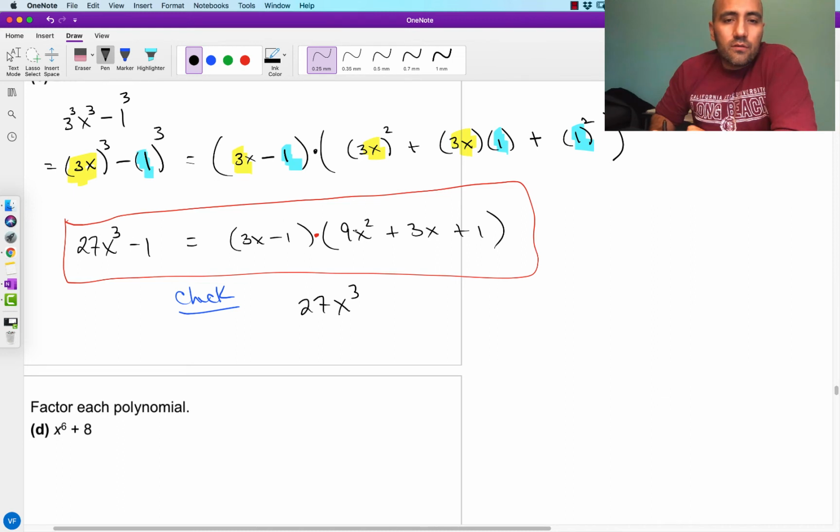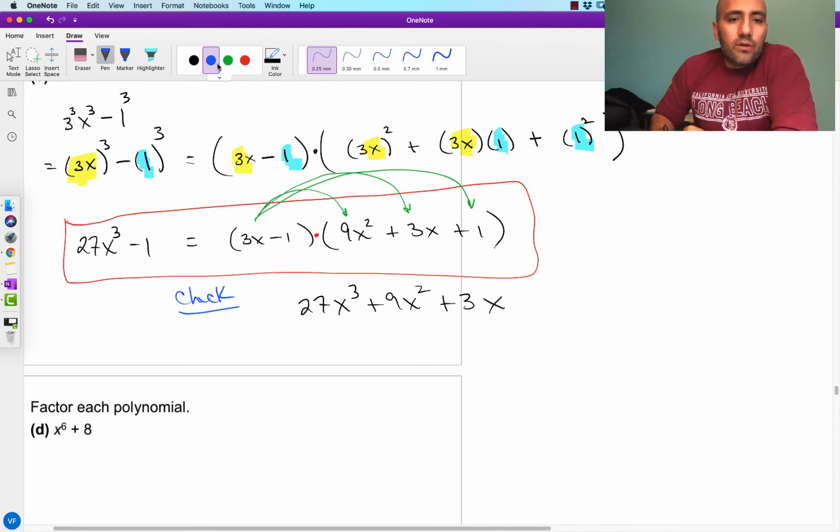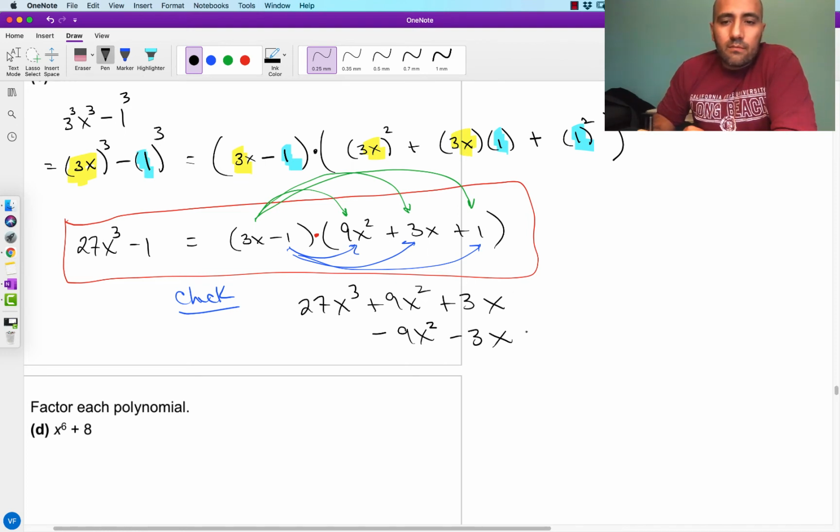So far, so good. And when we multiply this and that, and then this times this, and then this times that, it is going to give me plus 9x squared plus 3x. And then I'm going to distribute this guy, minus 1, minus 1, minus 1, times all of these guys. So I'll end up with negative, so minus 9x squared, these two. And then minus 3x, and then minus 1, minus 1.